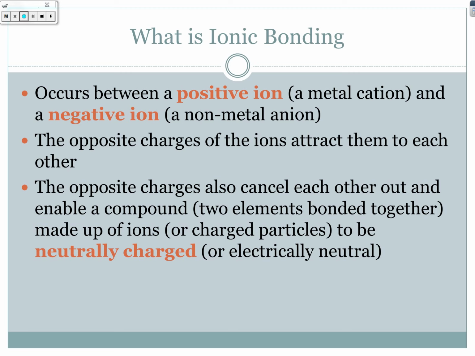Essentially what it's saying is that the opposite charges of the ions, the negative charge of the anion and the positive charge of the cation, not only are they attracted to each other, but they bond in such a way that they cancel each other out. So if you have negativity, it gets canceled out by positivity, which means that a compound, which is two elements bonded together, sometimes called a molecule, is actually neutrally charged. Even though it's made up of charged particles, it is electrically neutral, so it has no charge. You don't have a compound that's an ion. It is a neutral compound.